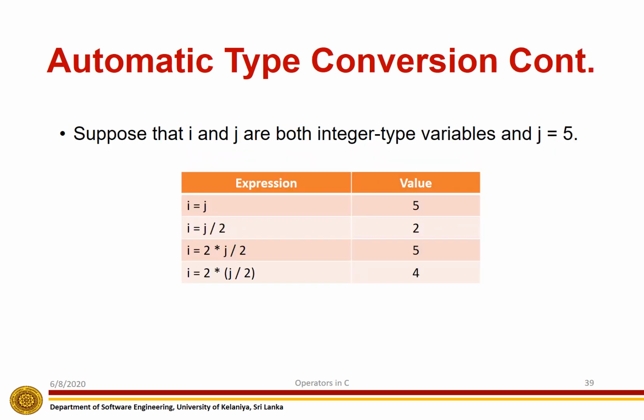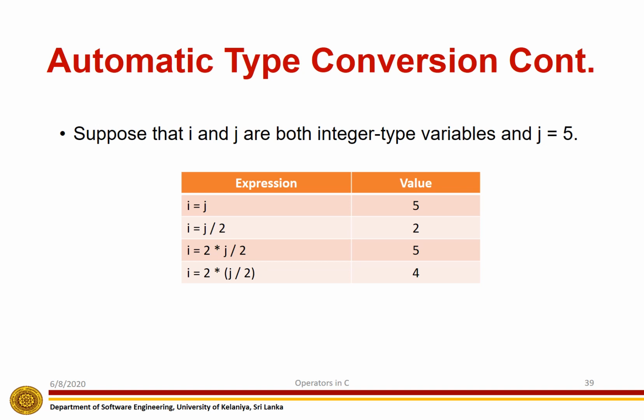Now suppose that i and j are both integer type variables and j = 5. In the first expression, i = j. i and j are both integer values, so the j value will be assigned to i. So 5 will be assigned to i, then i = 5. Then the second one, i = j / 2. j is 5, an integer value, divided by 2 gives the integer result 2. It can be assigned to i. So i = 2.